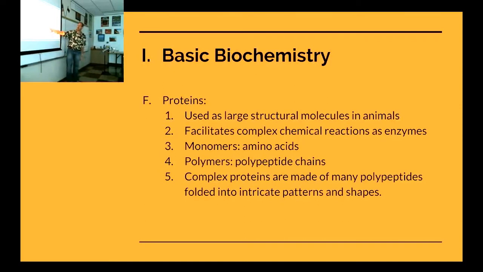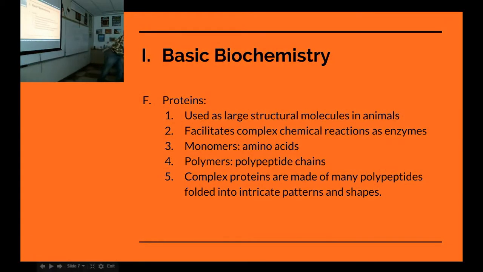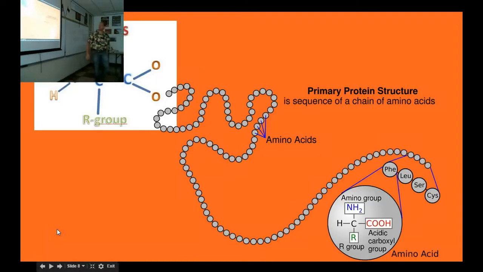Okay, and then proteins are not usually just one polypeptide. Usually a protein is several polypeptides that have been woven and folded and smashed together in complex patterns to make the functional protein. And so it actually has 4 levels of complexity, and I'll show you a picture of that. So, some pictures for you.